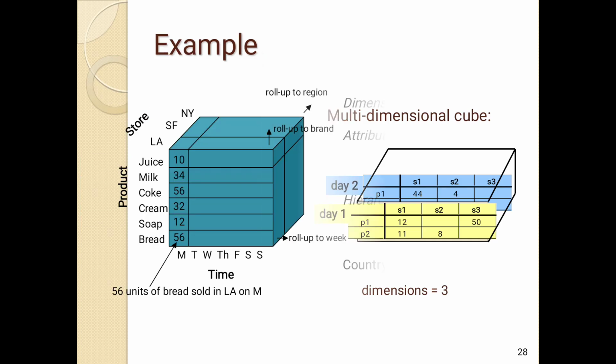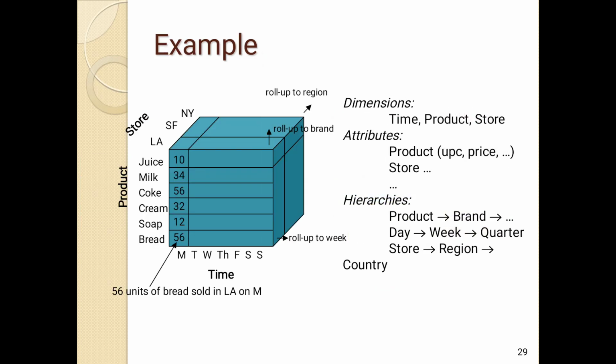Next we are going to see an example of a cube. So what dimensions do we have? It's an example for 3 dimensions. The first one is store, the second one is product and the third one is time. In time we are taking a week. Okay, so what products do we have? Bread, soap, cream, coke, milk and juice. And what are the stores? That means the region of a store.